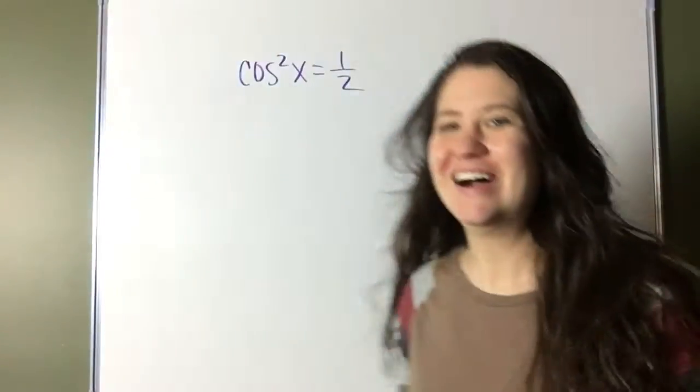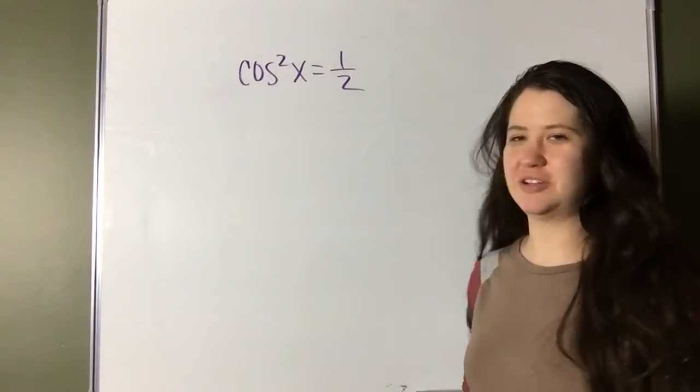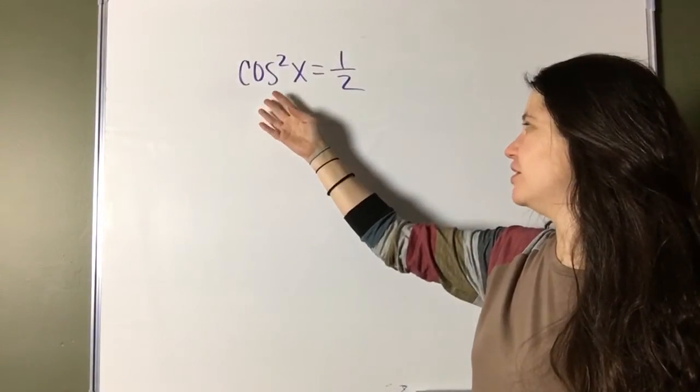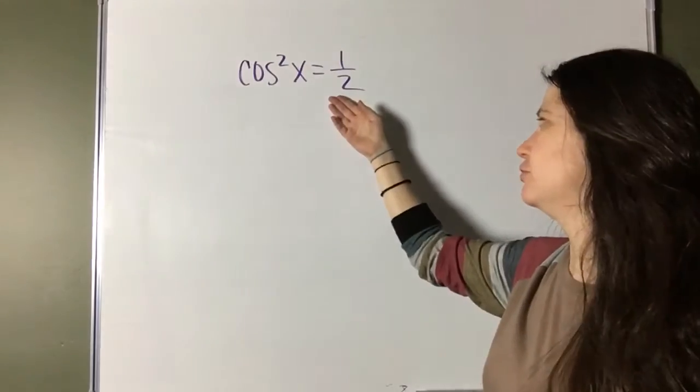All right, hey, thank you, Kat, for starting our discussion board off. She wants to talk about the solution to cosine squared x equals 1/2.